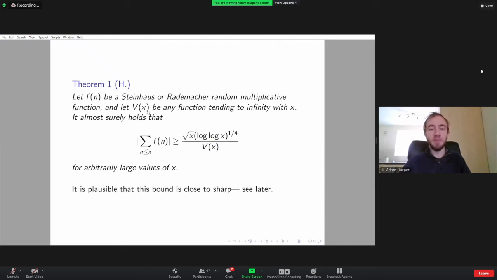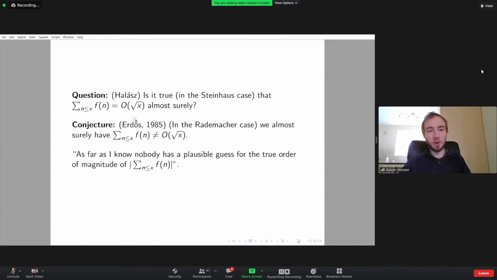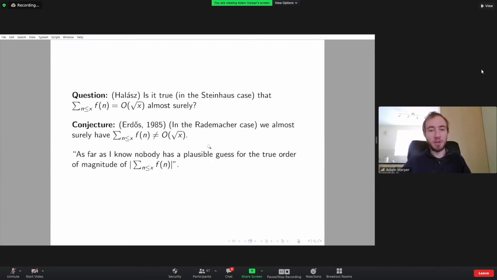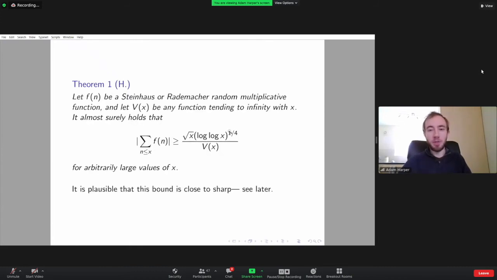So in particular, you could take v of x here to be something like (log x)^(1/100), say. And then the thing on the right-hand side would be root x times a positive power of log x. So it'd be something that grows appreciably faster than root x. So this shows that the sums are not big O of root x almost surely, they get bigger than that. And as I'll explain at the end, I still think it's true to say that nobody has a plausible guess for the real order of magnitude, so up to constants, of this sum, at least I don't. But I think it's plausible that this exponent 1/4 is the correct exponent in this problem. And at the end, I'll say why.